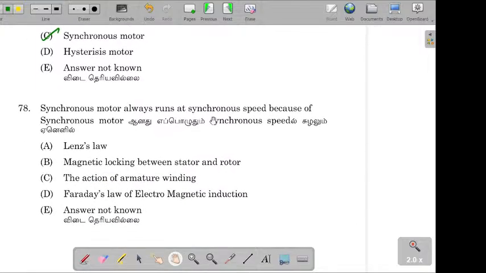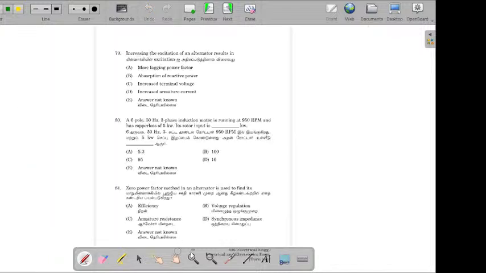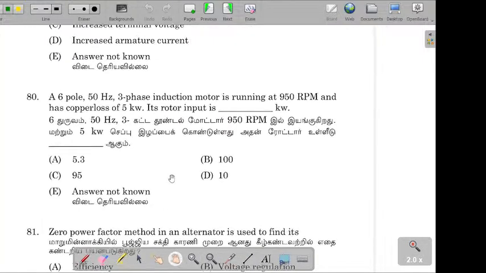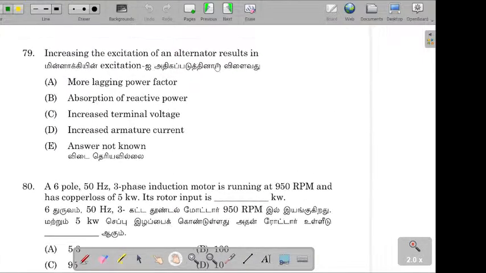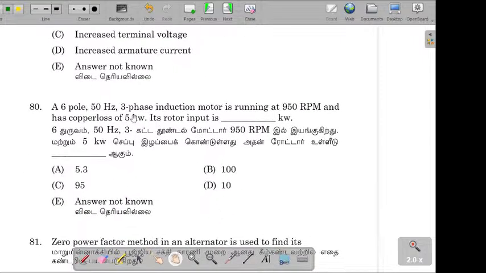Synchronous motor always runs at synchronous speed because of magnetic locking between stator and rotor. Increasing the excitation of an alternator results in more lagging power factor. A 6-pole 50 Hz 3-phase induction motor is running at 950 rpm and has copper loss of 5 kW. Its rotor input is 100 kilowatt.